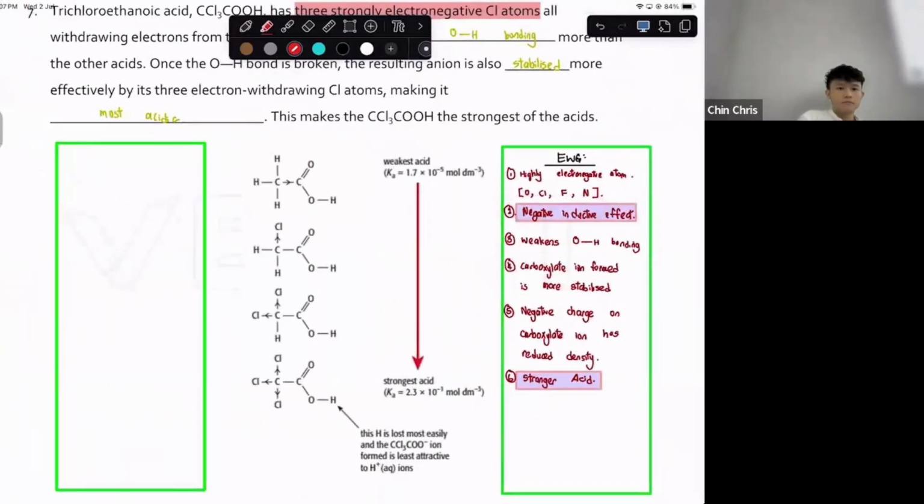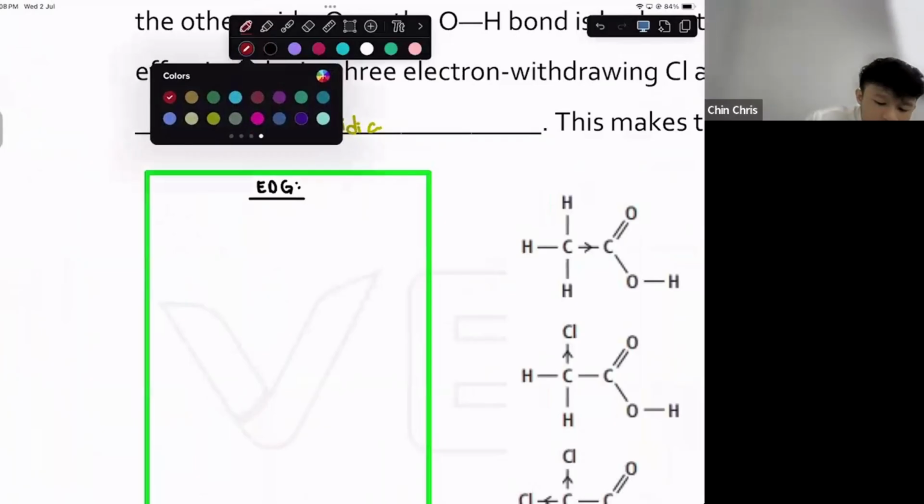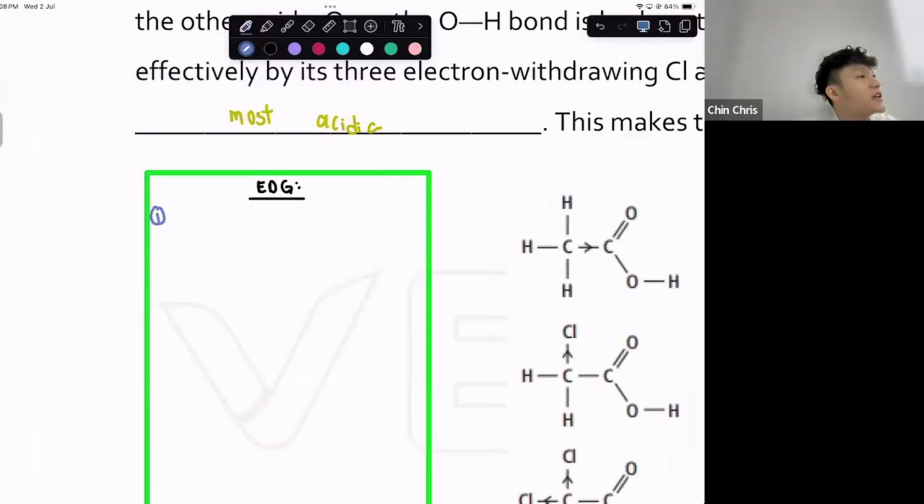Alright, guys, now the next part, I want you guys to write down EDG. Guys, please give me some examples of EDG. What are considered EDGs? Correct, it must be an alkyl group, right? Example, CH3, C2H5, C3H7, and so on.